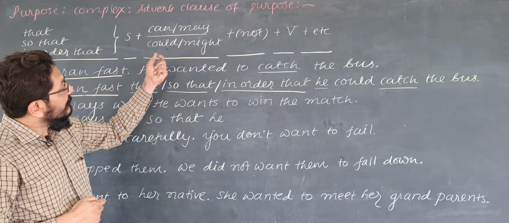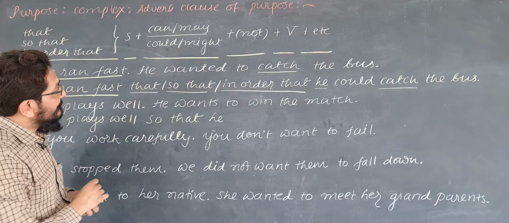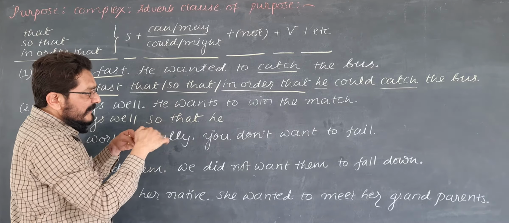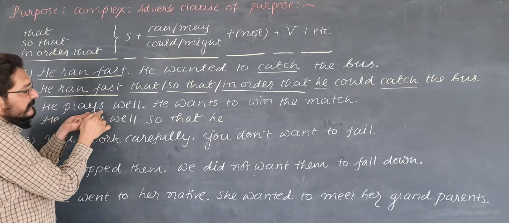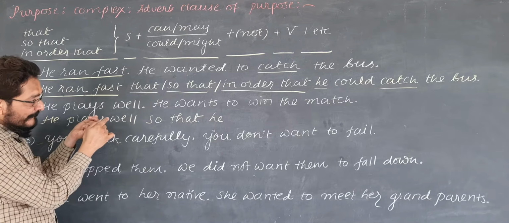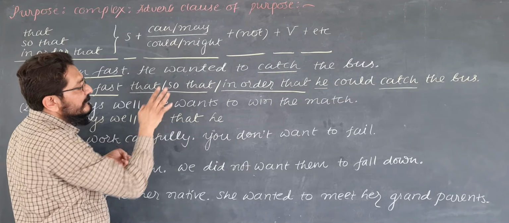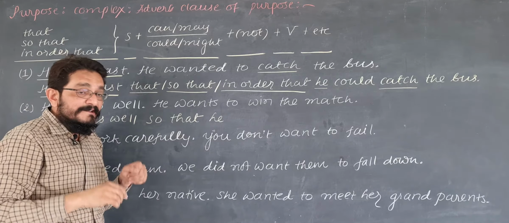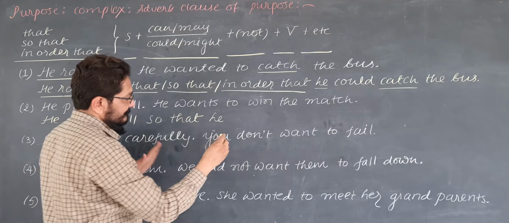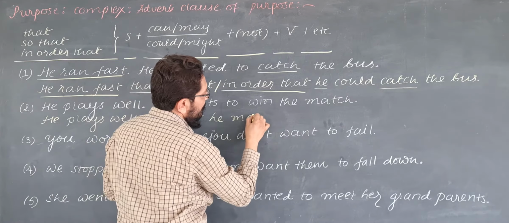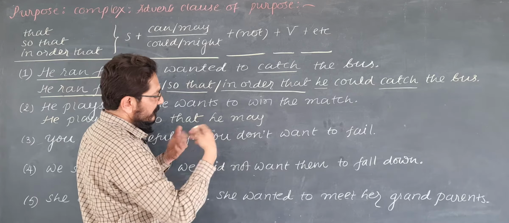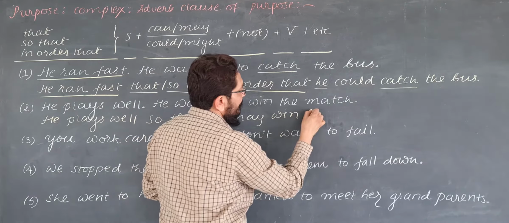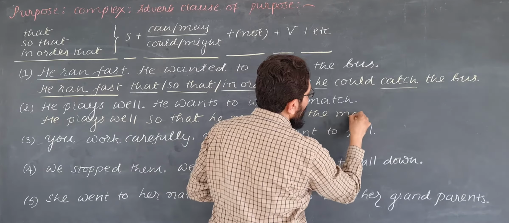Can or may, could or might. There are two pairs, but could and might should be used if the sentences are in past tense. This is not past, it is present. So could or might we shall not use. We shall use can or may. Whatever you want, I can use may also, I can use can also. He may, then comes win the match.